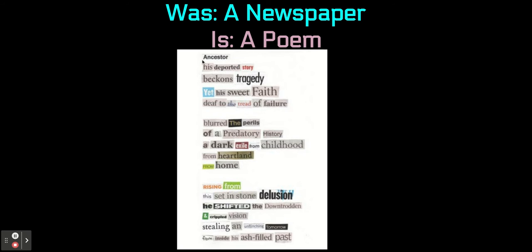It says, Ancestor. His deported story beckons tragedy, yet his sweet faith deaf to the tread of failure. Blurred the perils of a predatory history, a dark exile from childhood, from heartland, from home. Rising from this set-in-stone delusion, he shifted the downtrodden and crippled vision, stealing an unflinching tomorrow from inside his ash-filled past. Dang. Right? That's really good.